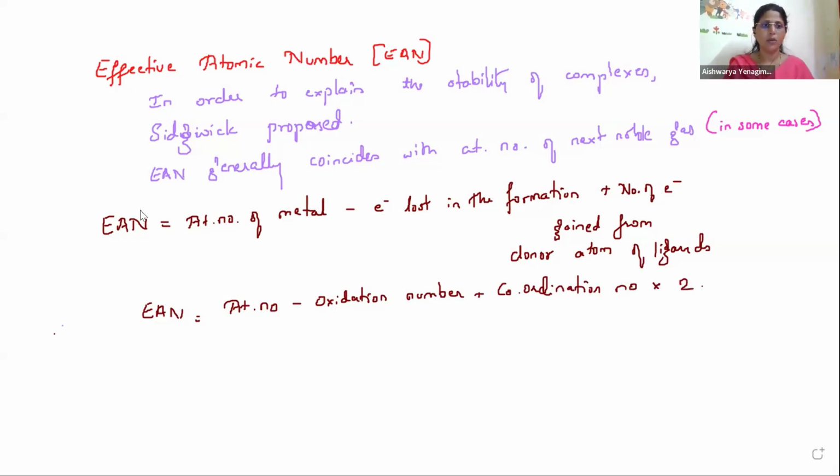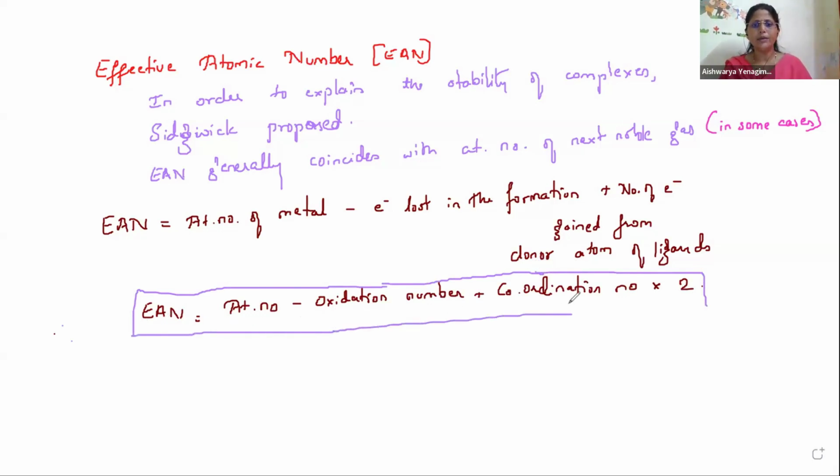This is how we write effective atomic number, which was proposed by Sidgwick. Here it is the atomic number of the central metal atom, minus the electrons lost in the formation, that is the oxidation number, plus the number of electrons gained from the donor atoms, that is the coordination number into 2. We have 2 because it is an electron pair, so 2 electrons. This is how we find effective atomic number.